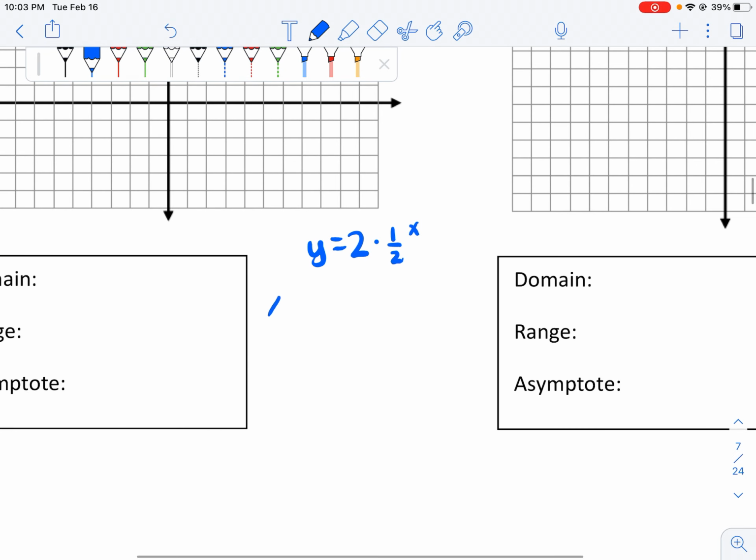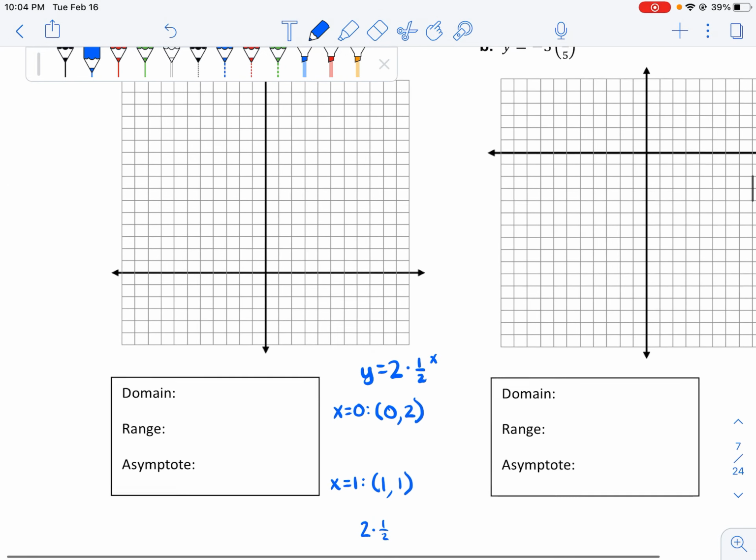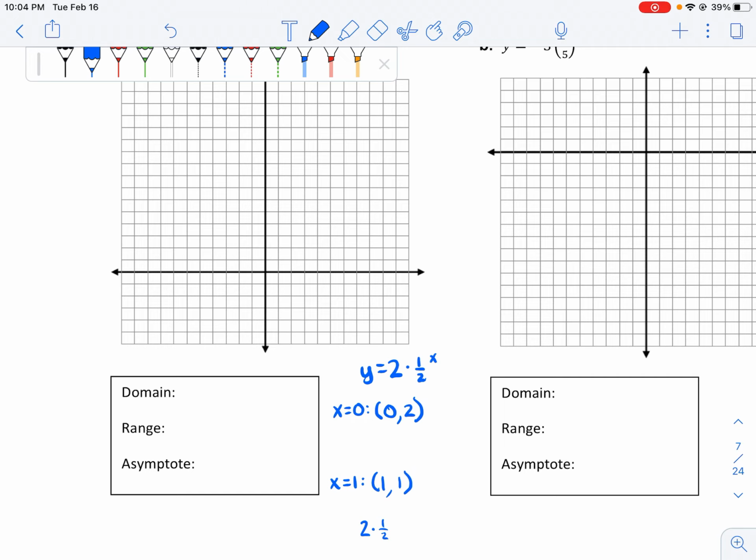You can memorize kind of like the rule here when x is 0 and when x is 1. So when x is 0, you're just going to be left with whatever that a value is, which was 2. And if x is 1, you can think of it as 2 times whatever your b value is. So that would be 1. So when you graph these, start at 0, 2, and then at 1, 1.